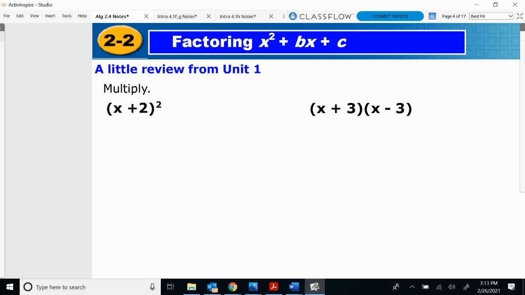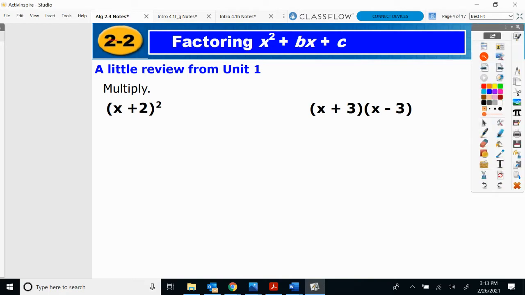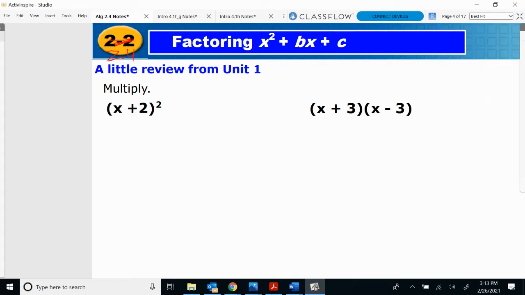This says 2.2 up there, but we're not really doing 2.2. We're actually going to do 2.4 today. All right, we'll fix that, 2.4. Okay, this is going to be our last lesson here in Unit 2.